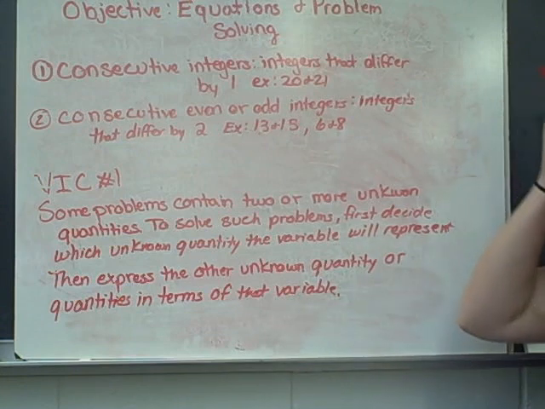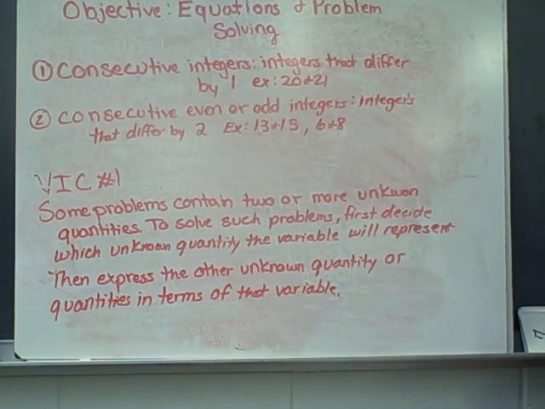Today's objective is equations and problem solving. We have some definitions to talk about. The first one is consecutive integers. Consecutive integers are integers that differ by 1. For example, 20 and 21 are consecutive integers. 45 and 46 would be consecutive integers. -2 and -1 would be consecutive integers.